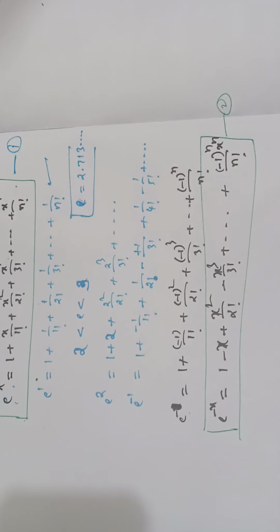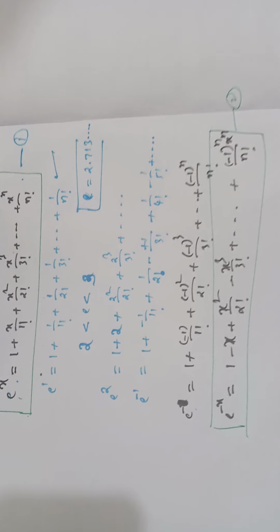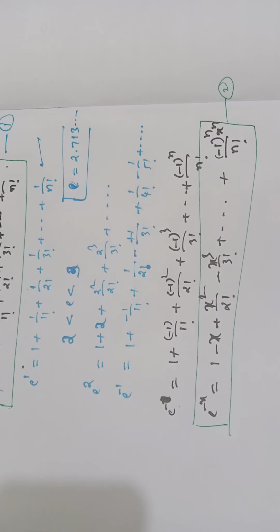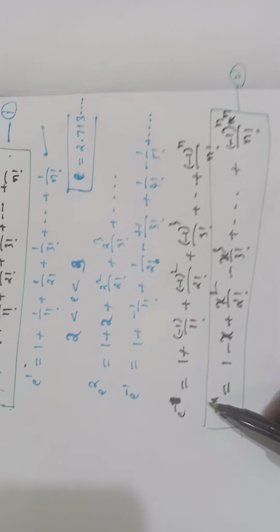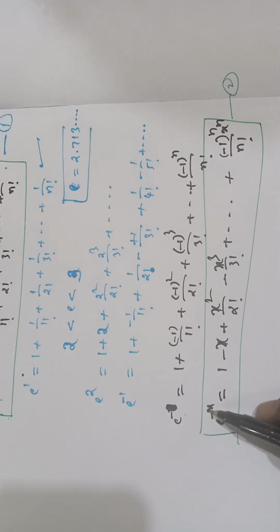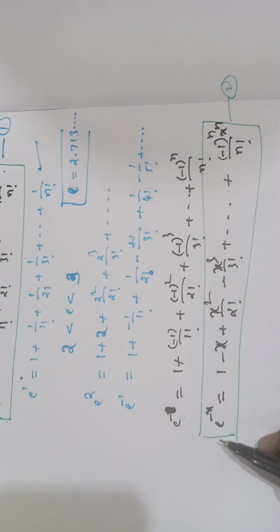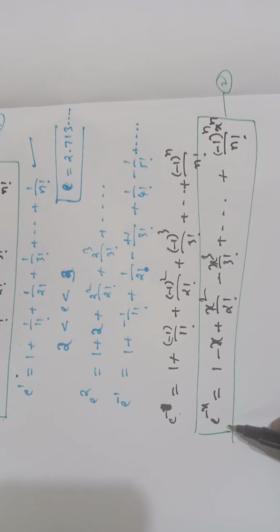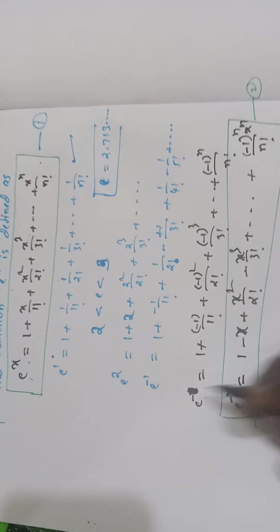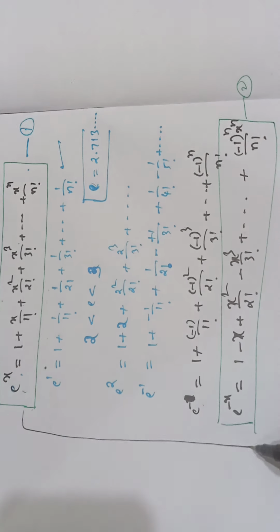Right. So now what I am doing here, just look here carefully. We have written e power x and e power minus x reversely here. Actually, before doing that, we need to write the expansion for e power minus x. So these both are very important to you people.